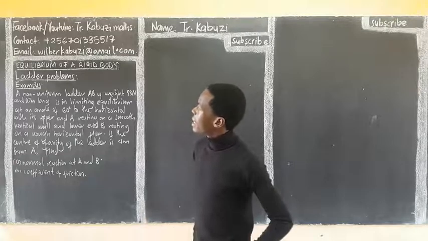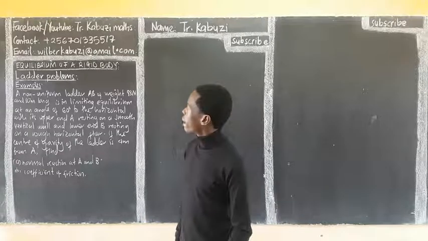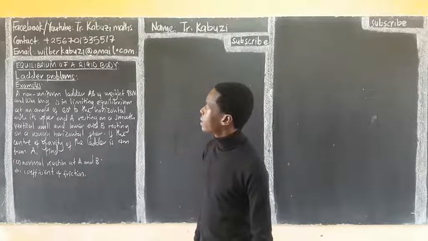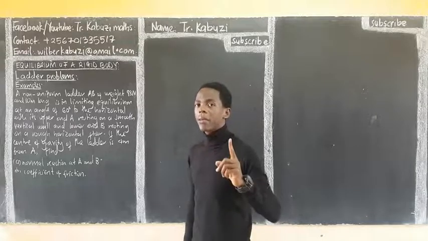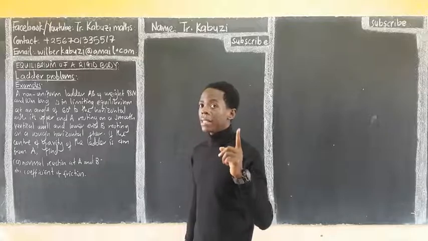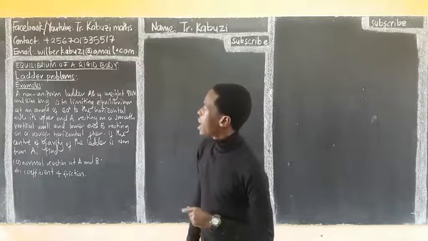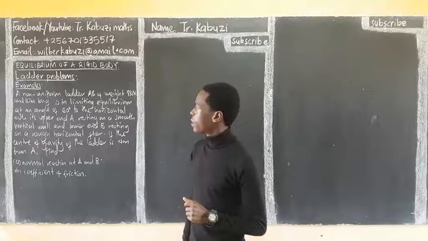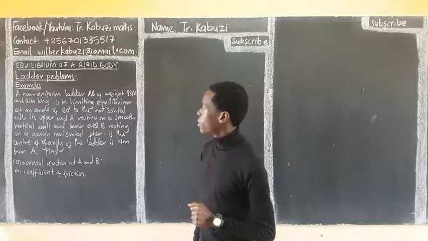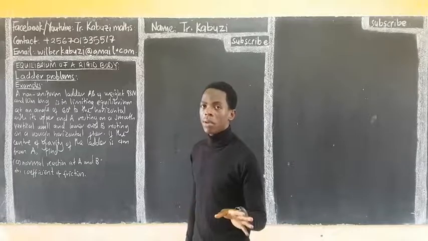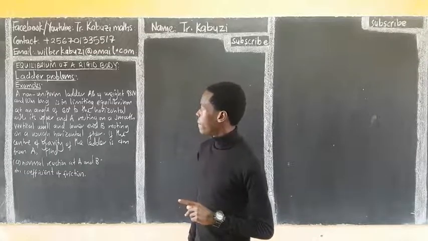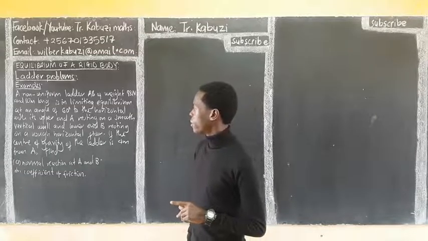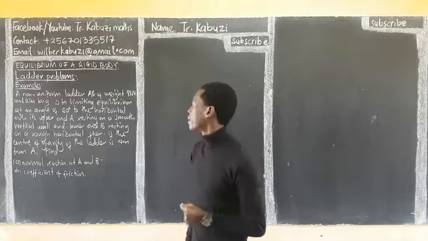Okay. A non-uniform ladder, AB, of weight 98 newtons and 10 meters long, is in limiting equilibrium. When we are in limiting equilibrium, it means that friction is at its maximum. At an angle of 60 degrees to the horizontal, with its upper end A resting on a smooth wall, there is no friction, and lower end B resting on a rough horizontal floor, rough, friction.